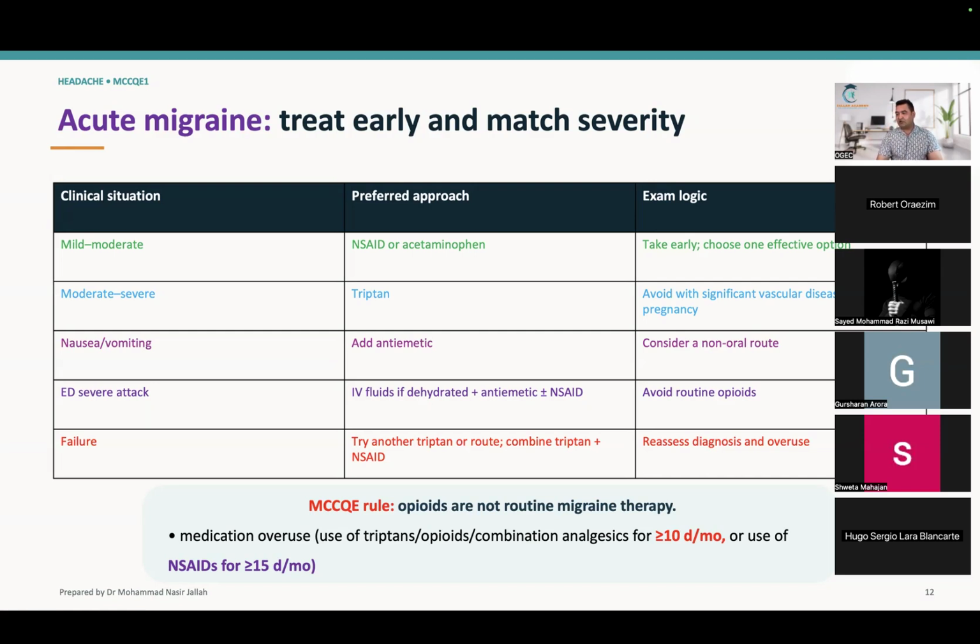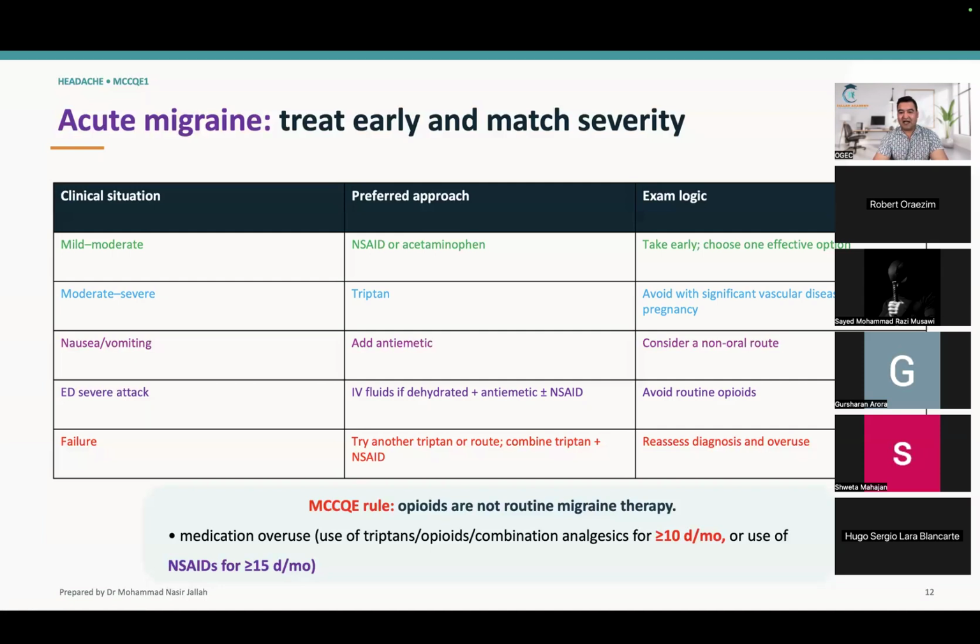Take early and choose one effective option. Moderate severe, triptan. If it is severe, it means acetaminophen didn't help, non-steroid didn't help, you combine them, didn't help. Then you move on to the triptan. Avoid significant vascular disease, assess pregnancy. It means that we don't use it if there is a vascular disease or if the patient is pregnant. So these are things that we need to pay attention to.